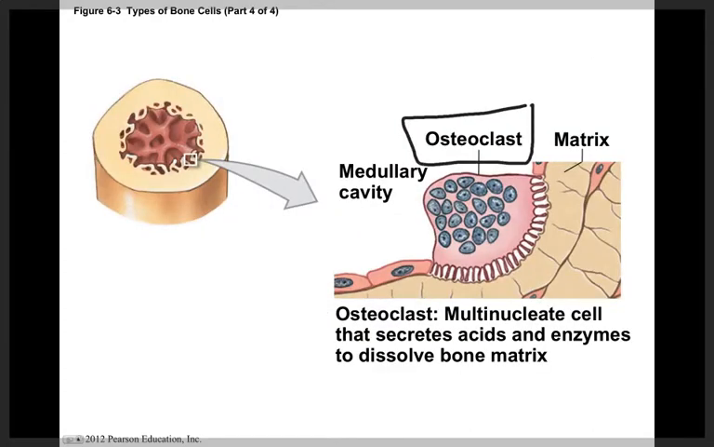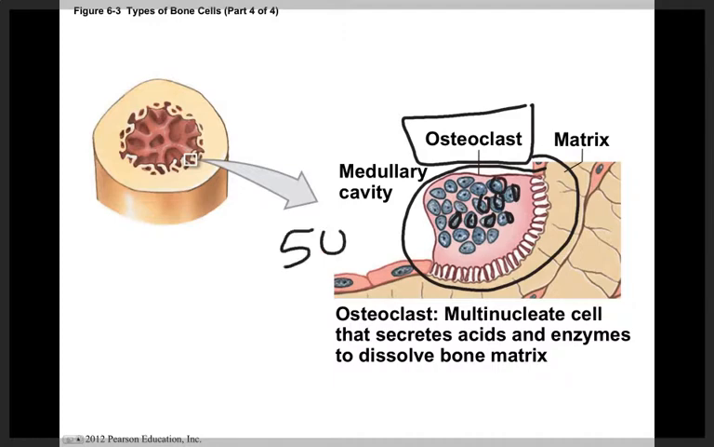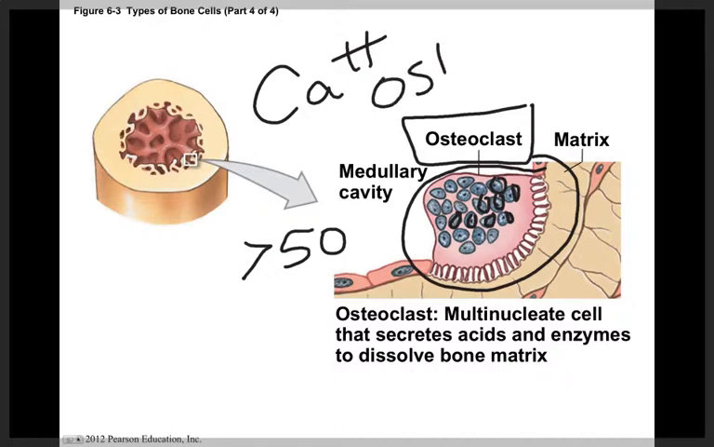The osteoclast is a bone cell that's a very giant cell. We can see that here. It has many nuclei, so it's multinucleated. There can be 50 or more nuclei found in an osteoclast. The osteoclasts dissolve the matrix of bone. The acids and enzymes secreted by the osteoclast dissolve the matrix and release the stored minerals like calcium into the blood. This process is called osteolysis.